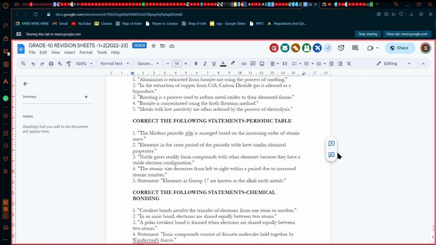The atomic size decreases from left to right because nuclear charge increases. First of all, which is left, which is right. Fourth one: atomic size decreases from left to right. Yeah, it's true. Then what do I correct? Nothing.